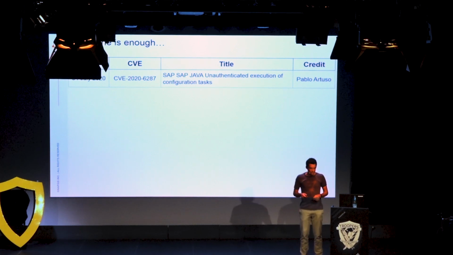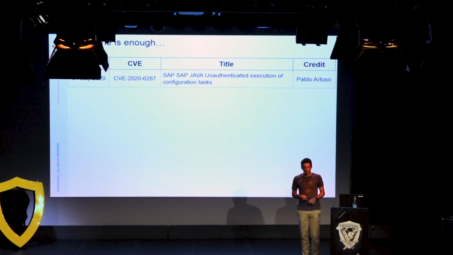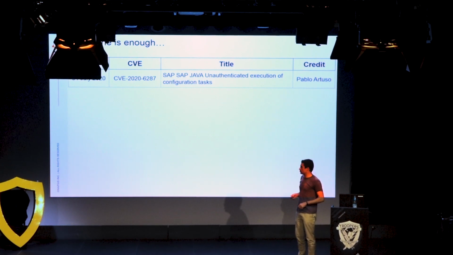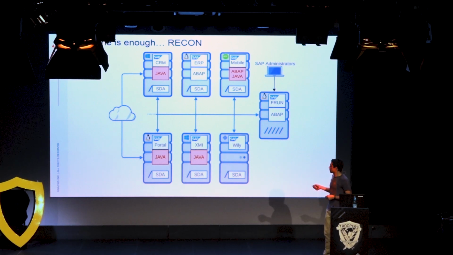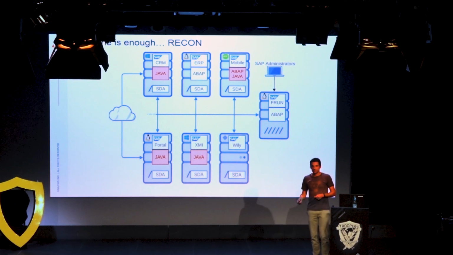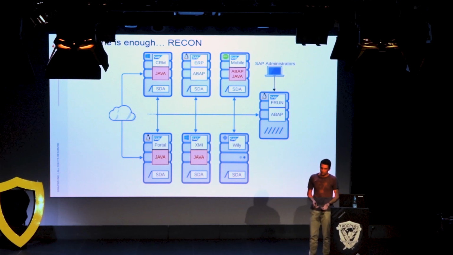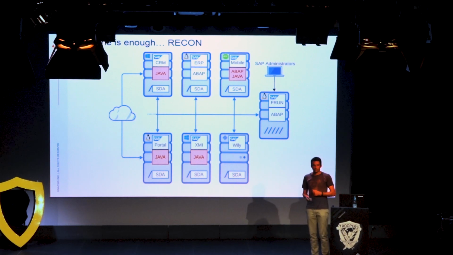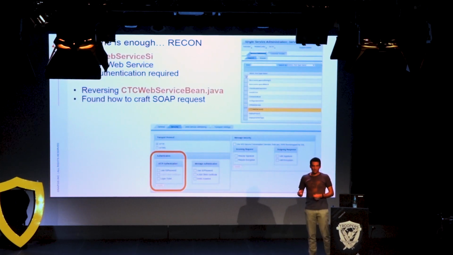So the first one is this one. This is the missing authentication to access a particular web service in the SAP Java. So if I bring back my picture, the vulnerable component is the SAP Java. So any SAP system that has this SAP Java as a basis layer could be vulnerable to this one. So yeah, the name is RECON. You can speak about the name, but yeah.